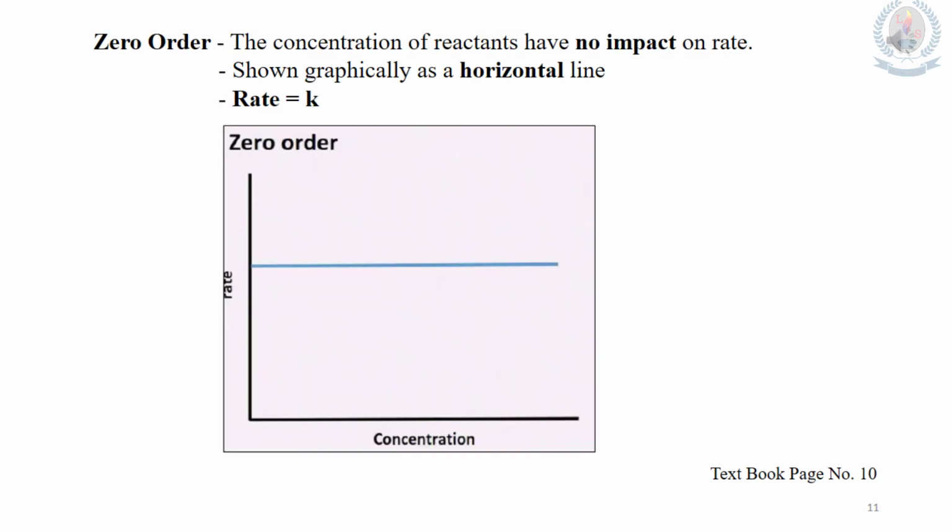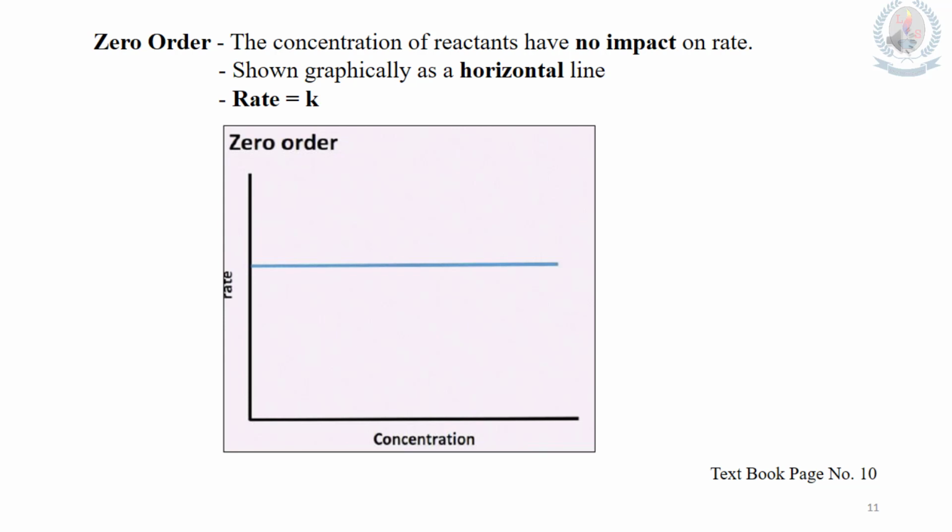Now we will discuss zeroth order reaction. Zeroth order reaction means the concentration of any of the reactants has no impact on the rate of reaction. So you can see in this graph, when the concentration of the reactants is changed, the rate of reaction is constant. It is not changed.